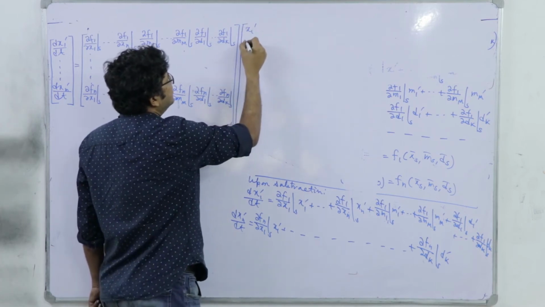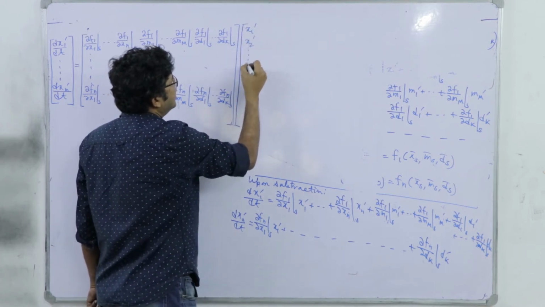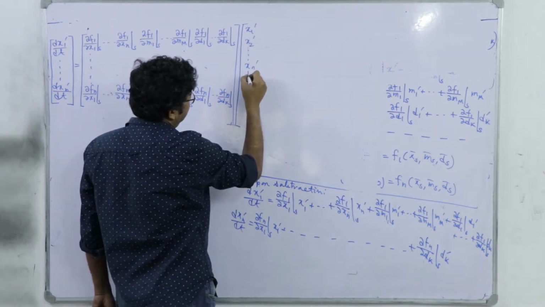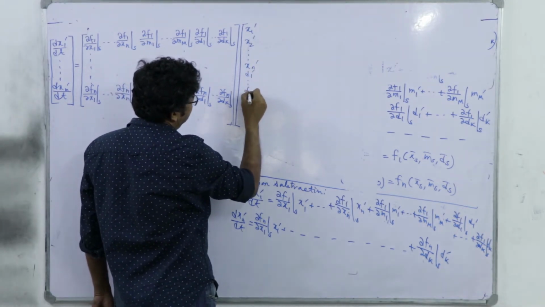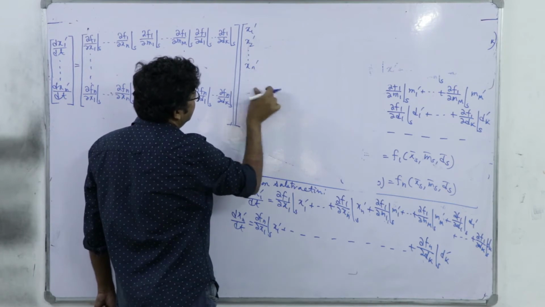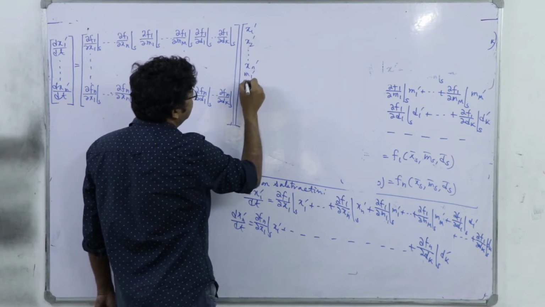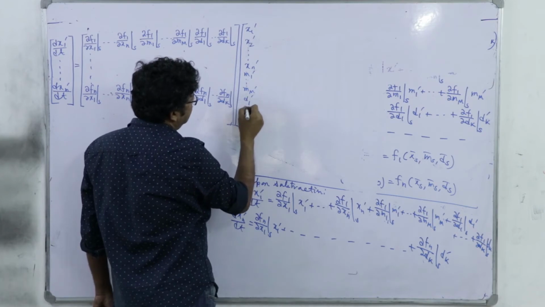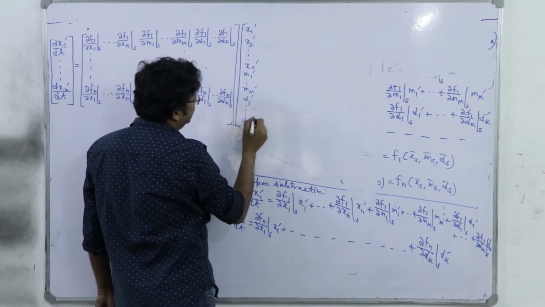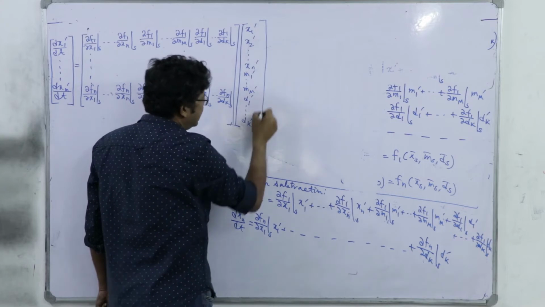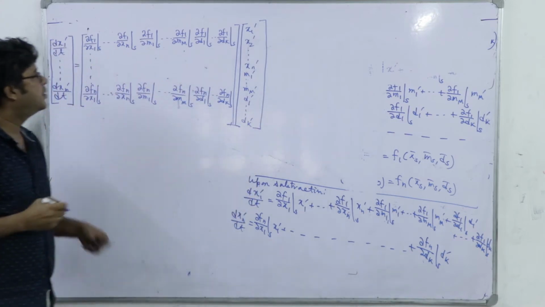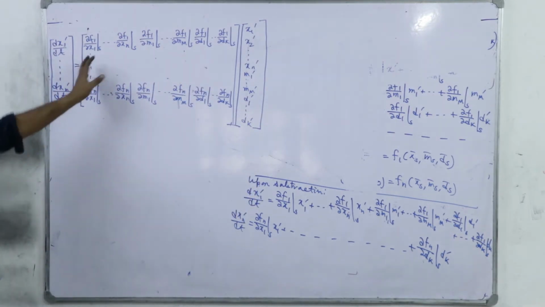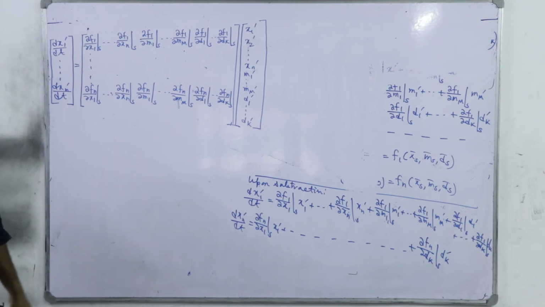x1 prime, x2 prime, xn prime, then m1 prime to mm prime, and d1 prime to dk prime. So that is the linearized state model representation of that system.